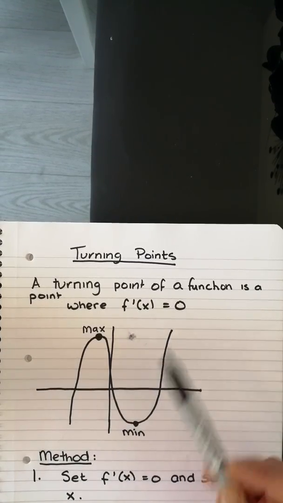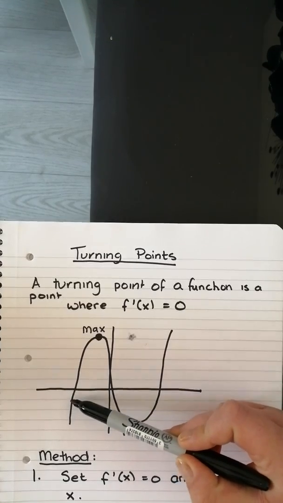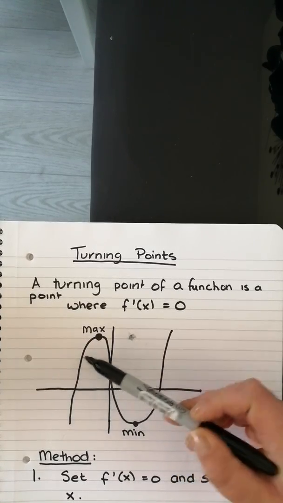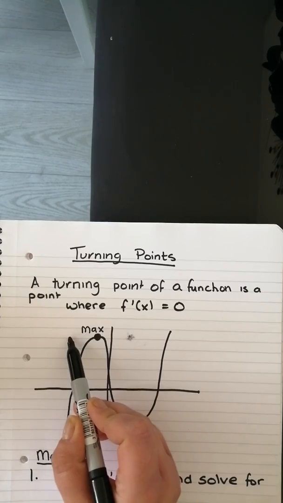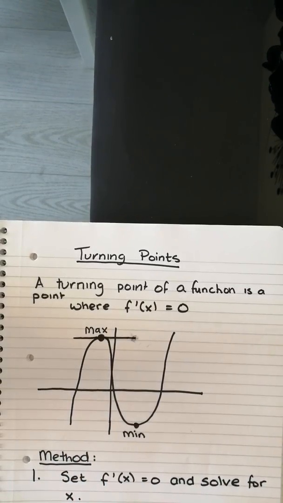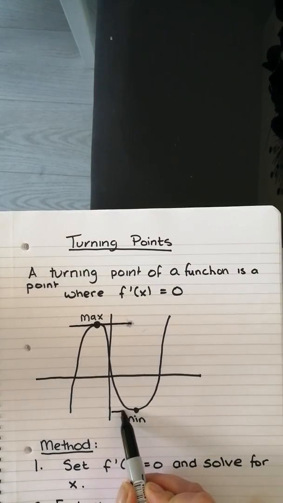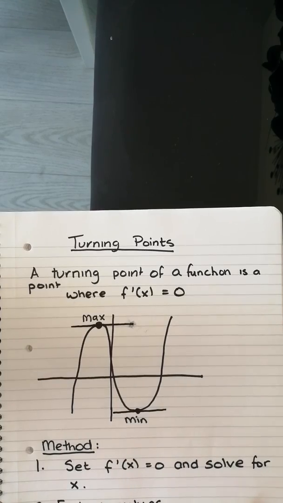And at a turning point, the slope is going to be equal to 0 because if you think about it, if you were travelling up along here, the slope wouldn't be equal to 0. Once you reach this point, we draw a line just tangent to it, it's a flat line. The slope of a flat line is equal to 0. And similarly here for the minimum.